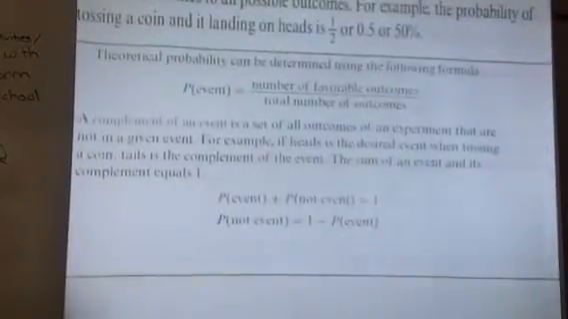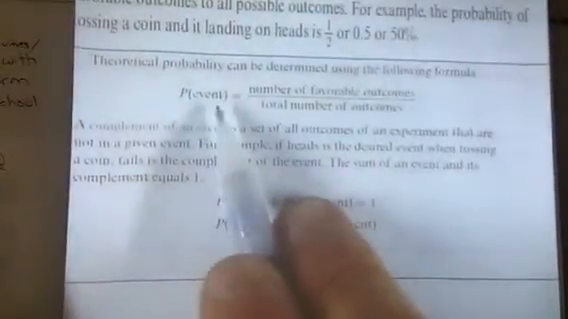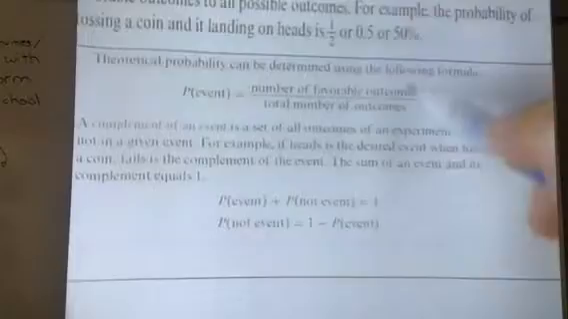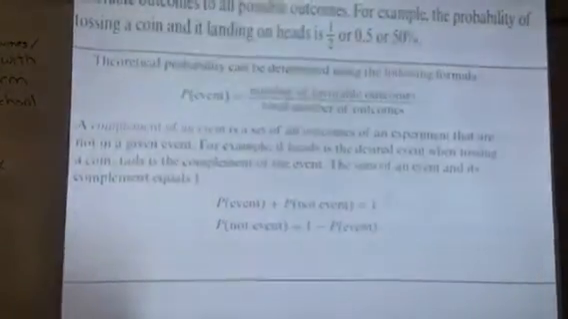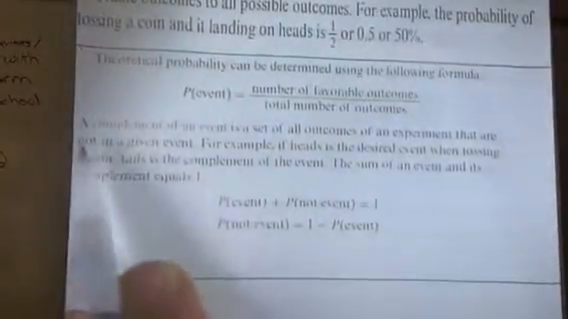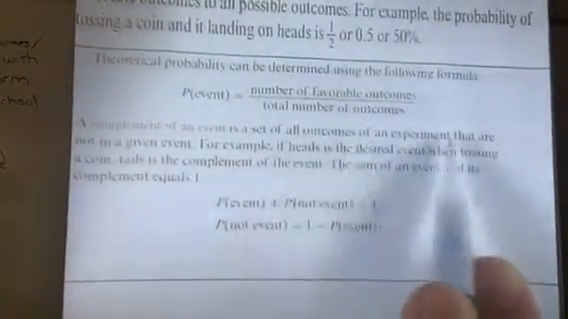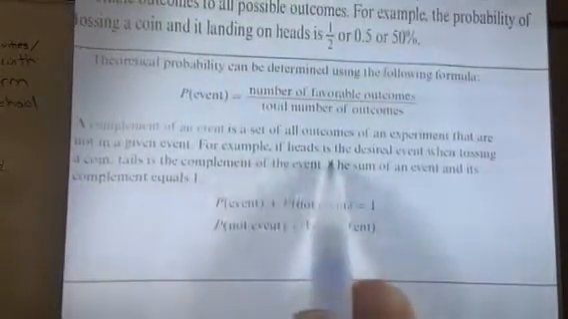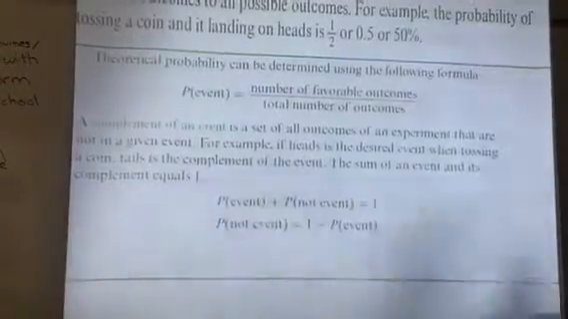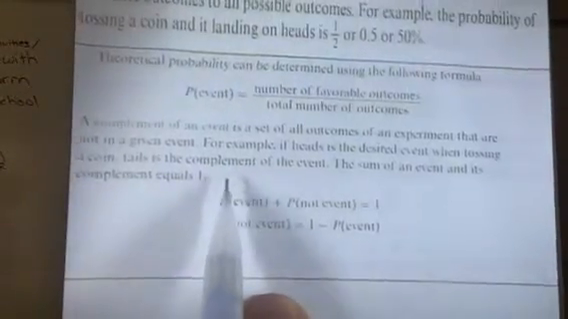Now, to calculate the theoretical probability of an event, the probability of this event is the number of favorable outcomes over the number of total outcomes. Favorable is the number of outcomes that will come up based on the situation. Now, the complement of an event is the set of all the outcomes of an experiment that are not in a given event. For example, if heads is the desired event when tossing a coin, tails is the complement.